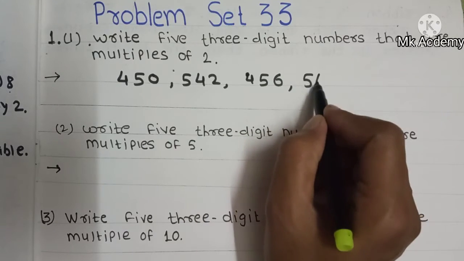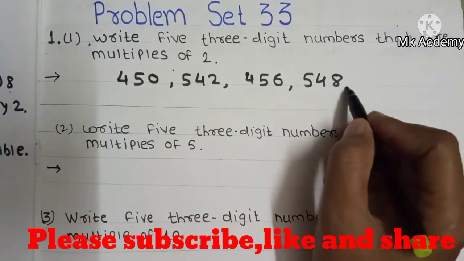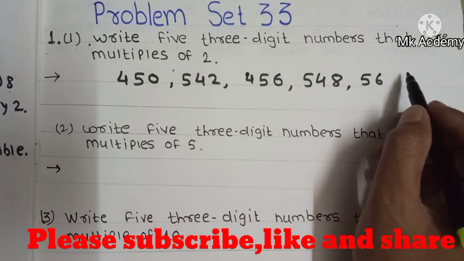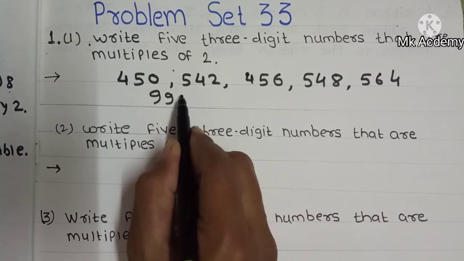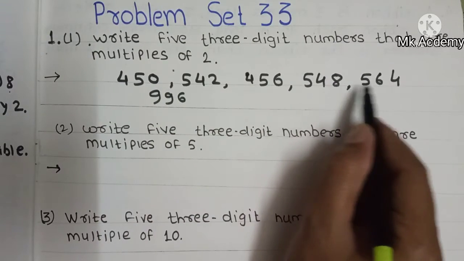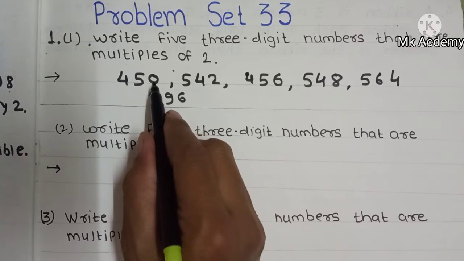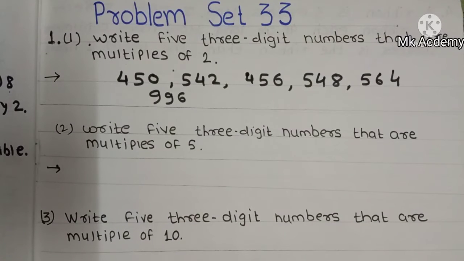456, 548 and 564. We can write down any 5 3-digit numbers. We can also write 996. The unit places are 0, 2, 6, 8, 4 and 6, so these numbers are multiples of 2 or divisible by 2.